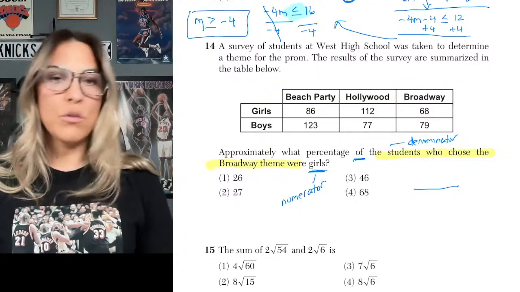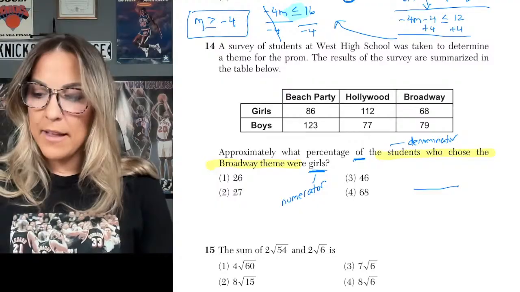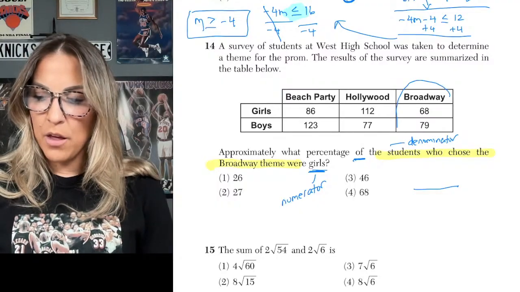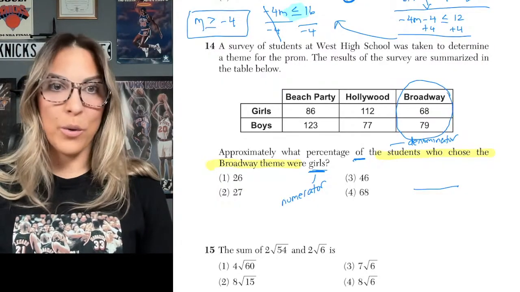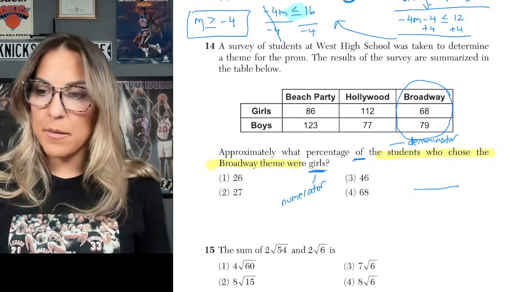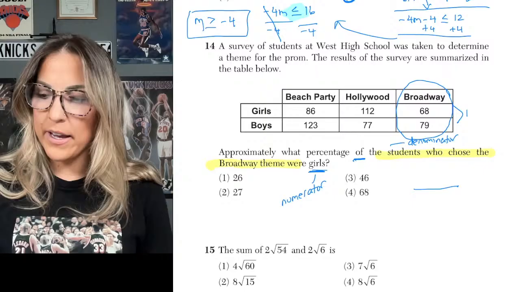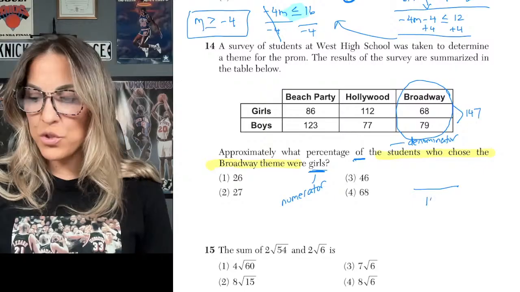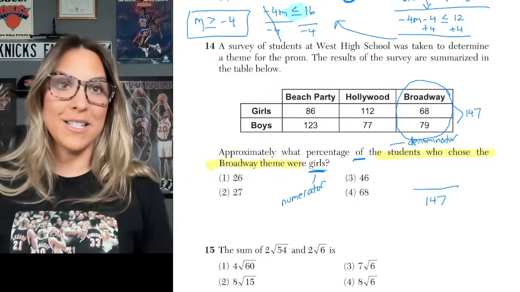Now, how many students chose the Broadway theme? Well, let's look at the Broadway column. There are girls and boys that chose Broadway. And so all the students who chose Broadway, I have to add them together. And so when I add these two together, I get 147 total students that chose Broadway. So that's going in the denominator.